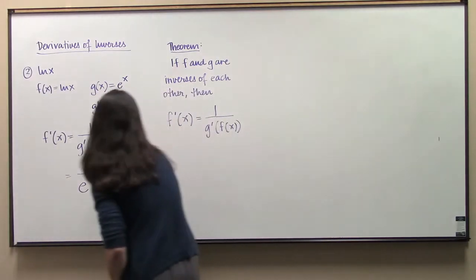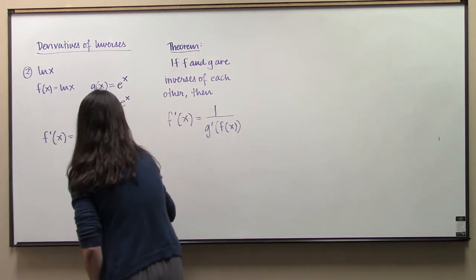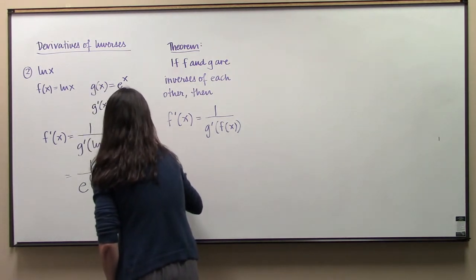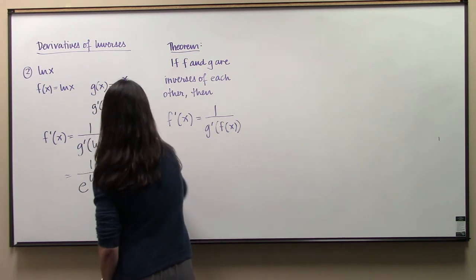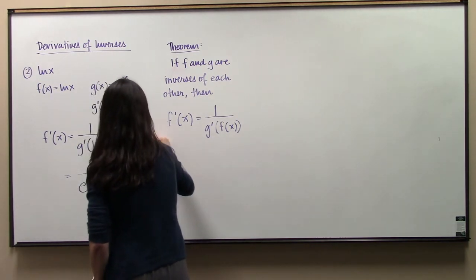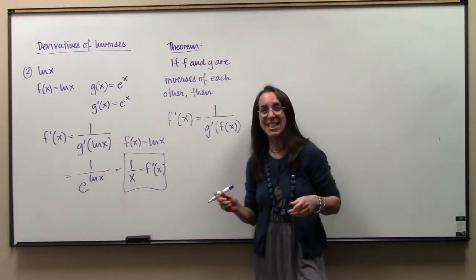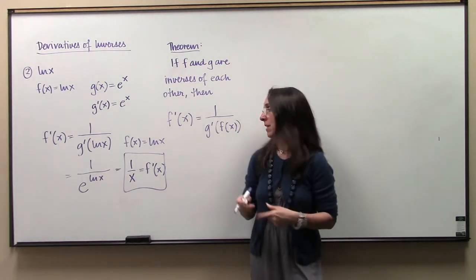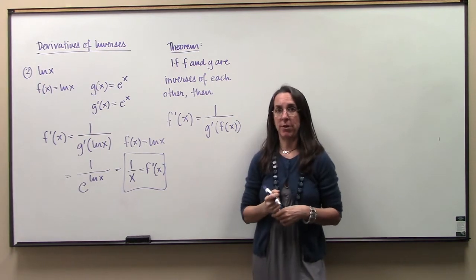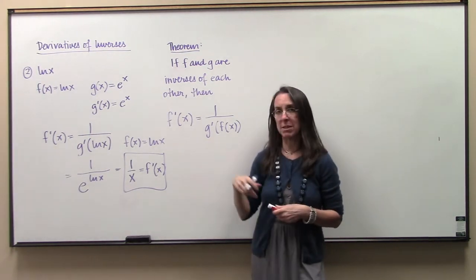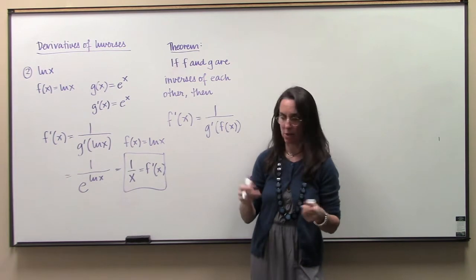Yeah, 1 over x. So when the function is log of x, the derivative is 1 over x. So this agrees with what we saw in the previous video, so that's all good.